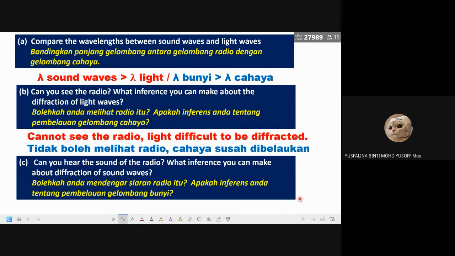Can you see the radio? What inference can you make about the diffraction? Since you cannot see the radio, the light is difficult to be diffracted. Can you hear the sound? What inference can you make about the diffraction of the sound wave? Yes, you can hear the sound of the radio. So the sound can be diffracted.